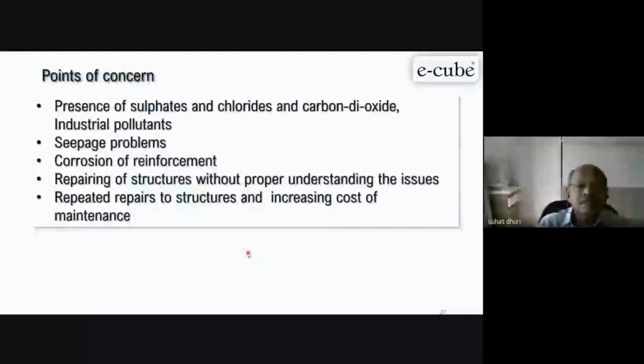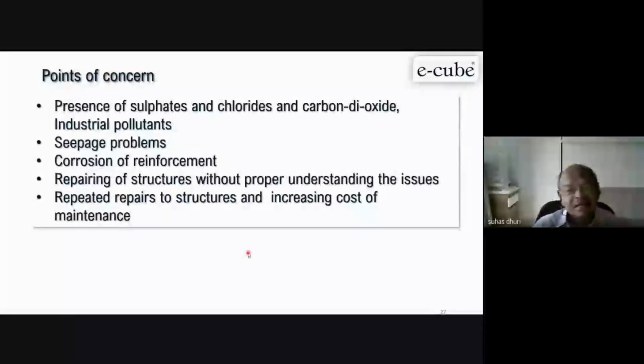So the concern points are basically sulfate, chloride, carbon dioxide, industrial pollutants, seepage issues, and corrosion of reinforcement. Now, in most of the buildings we do the design and repairing. All these contractors do the repairs without understanding the real issue, and that will cause a lot of problems. So there are repetitive repairs, once corrosion has taken place.